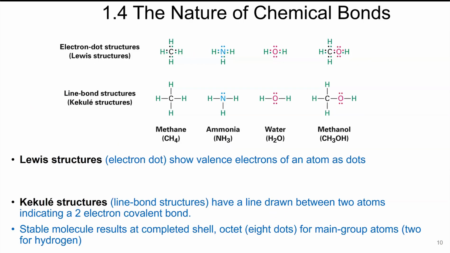We can represent organic compounds in different ways. There are the electron dot structures, which you've seen previously, also known as Lewis dot structures. So Lewis structures are electron dot structures, which show the valence electrons of an atom as dots. And notice also that oxygen and nitrogen, which have extra lone pairs, those electrons are shown as well.